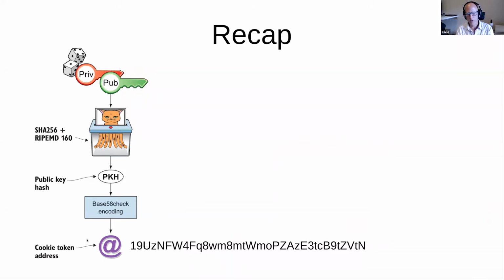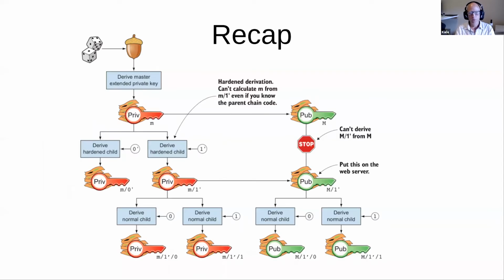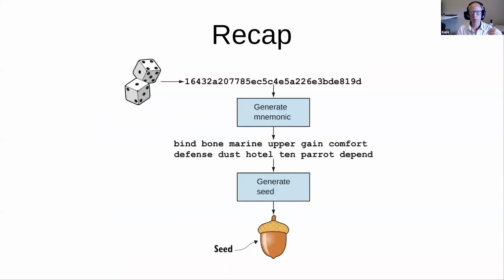These addresses always start with a 1, and after that there are a lot of base 58 characters. And we talked about extended private key derivation schemes like this, and how these are useful for backups.